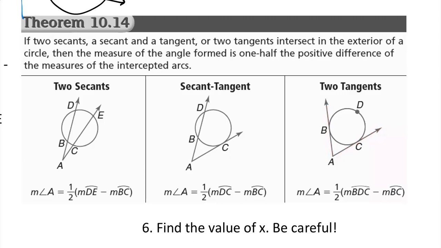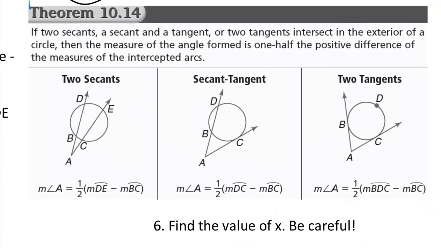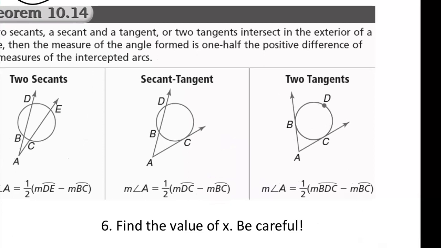So this first one says to find the measure of angle A, you would do arc DE minus arc BC, and you would divide by 2, also known as multiplying by half. This is saying the same thing. To find the measure of angle A, you would take this arc DC minus this arc BC, and you would multiply by half. And then same thing one more time: measure of angle A is this arc formed, BDC, minus this arc, BC, and then multiply by half, or same thing, divide by 2.